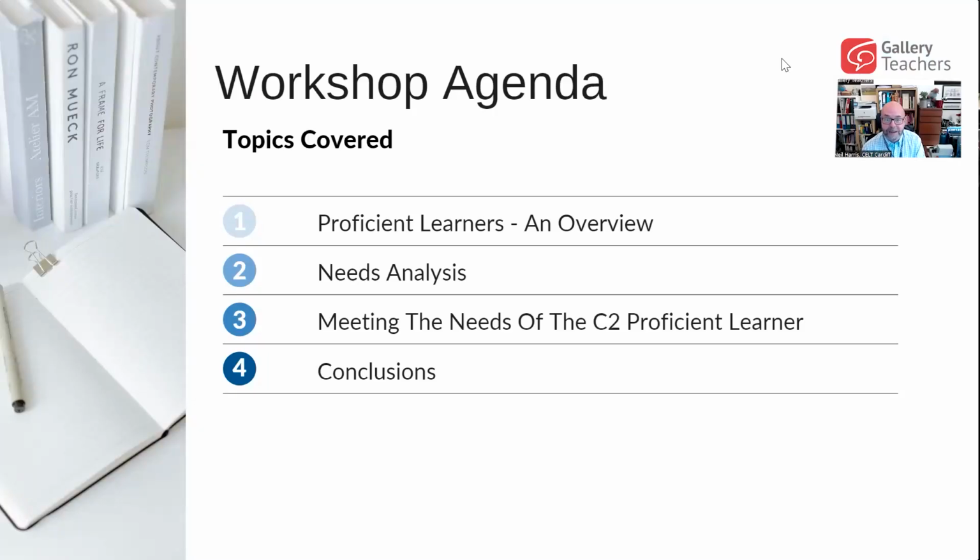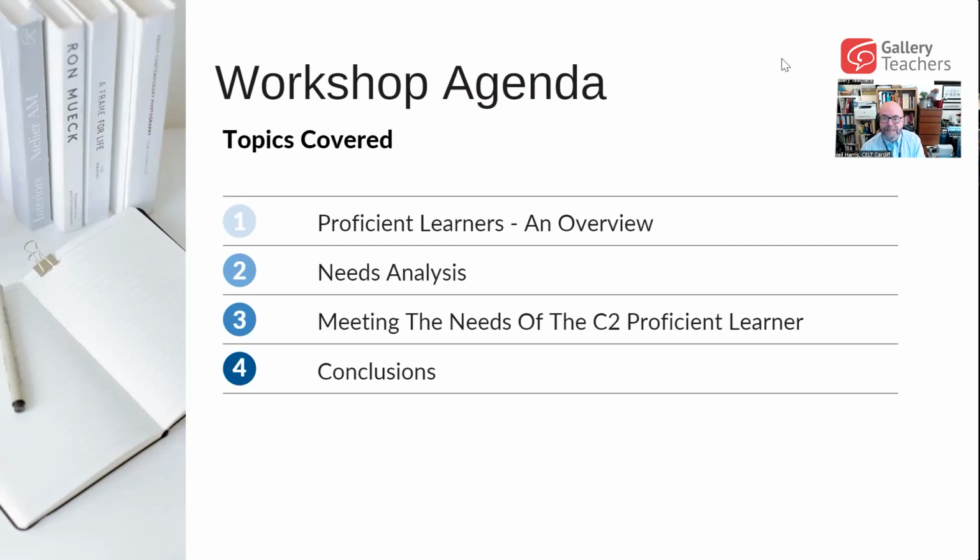My name is Neil Harris, and the title of today's session is Scaling the Highlands, Tackling the Fear of Teaching Advanced Level Learners. As you can see from this slide, I've divided today's masterclass into 4 areas. I'd like to begin by looking at this concept of the proficient learner. What actually does it mean to be, to use the common term, an advanced learner of English?